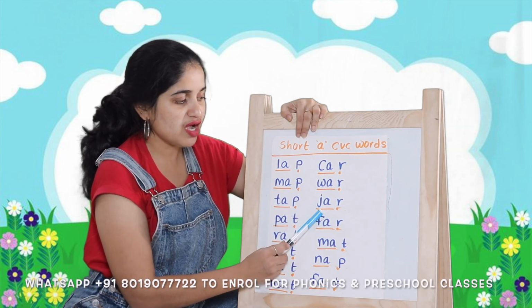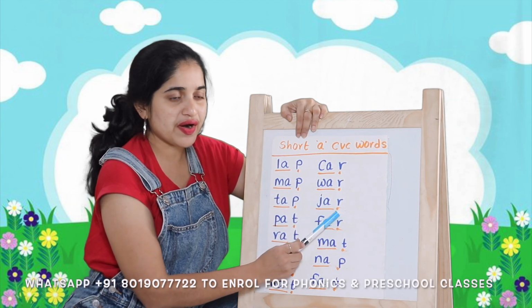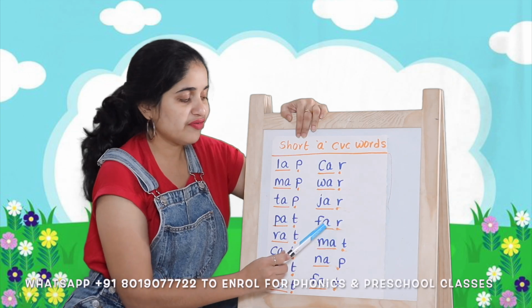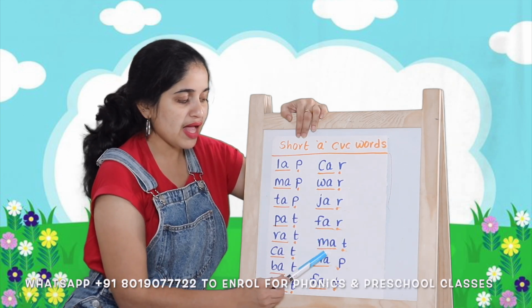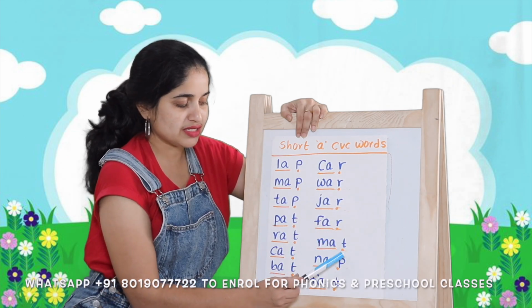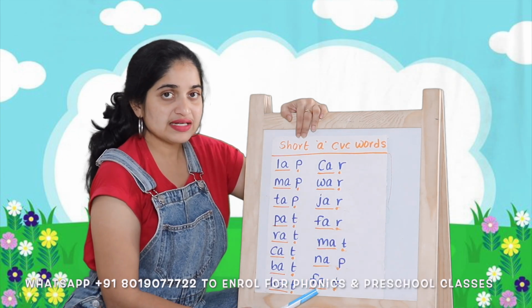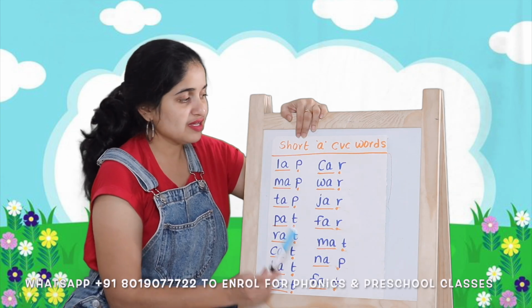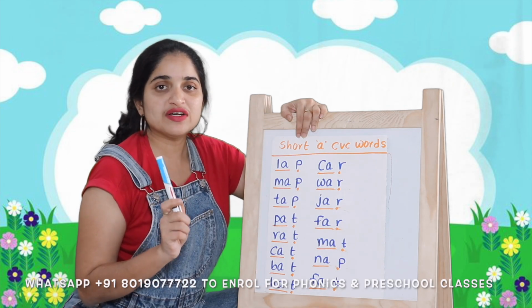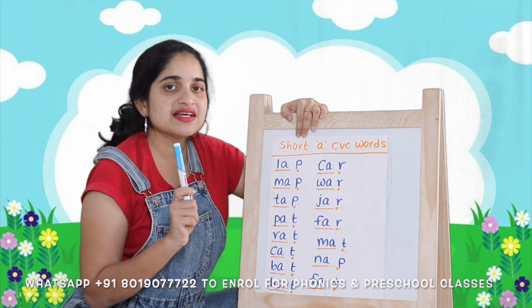Car. War. Jar. Fair. Mat. Nap. Fat. So we are done with the 3-letter words of the short A sound.